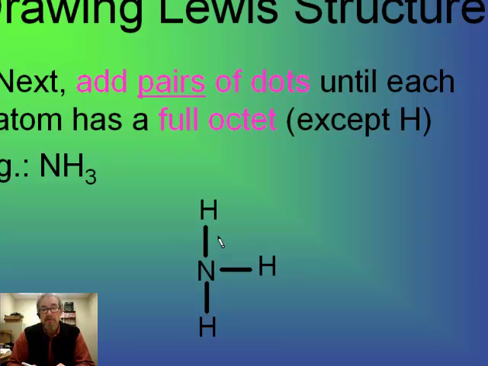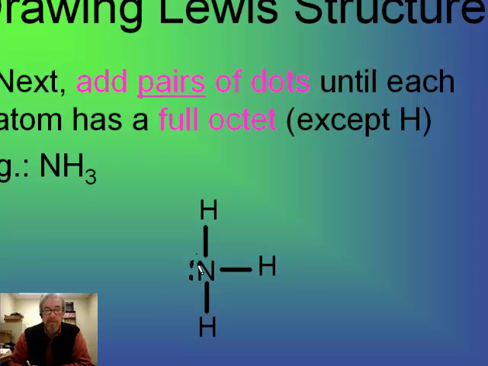Next, you add pairs of dots, never single dots, but pairs of dots, until each atom has a full octet, except hydrogen, of course, which doesn't need one. So in our example, this is the skeleton that we have. Nitrogen doesn't have a full octet. This bond makes 2 electrons. The next bond is 2 more, so that's 4. Third bond is 6 electrons total, but it needs 8. So I'm going to add a pair of electrons on this remaining side.